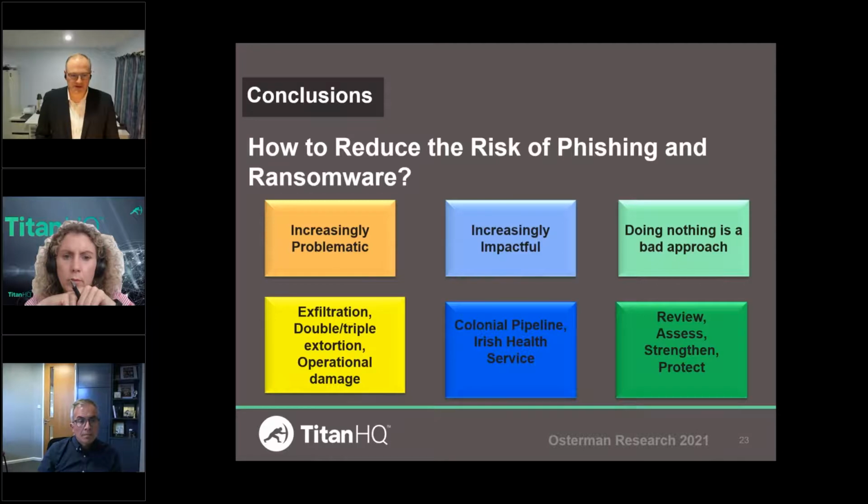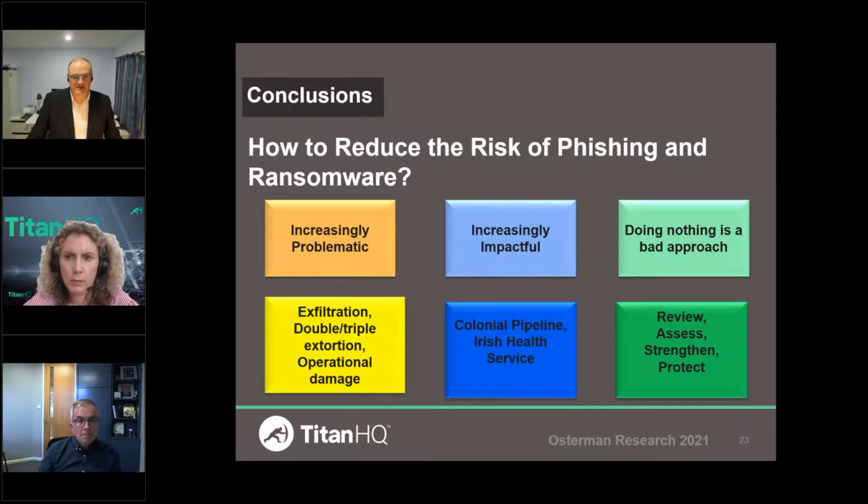So several conclusions from the report, and clearly in the time that we've had available today, I haven't gone through everything in the survey or all of the mitigations that are available, but TitanHQ do have a copy of the report available and you'll be able to get that. But here are some conclusions for today. Phishing and ransomware are increasingly problematic. We see the use of these for data exfiltration, double, triple, or quadruple, or even more extortion levels, and operational damage that can last weeks or months, or even put an organization out of business if the attack is significant.